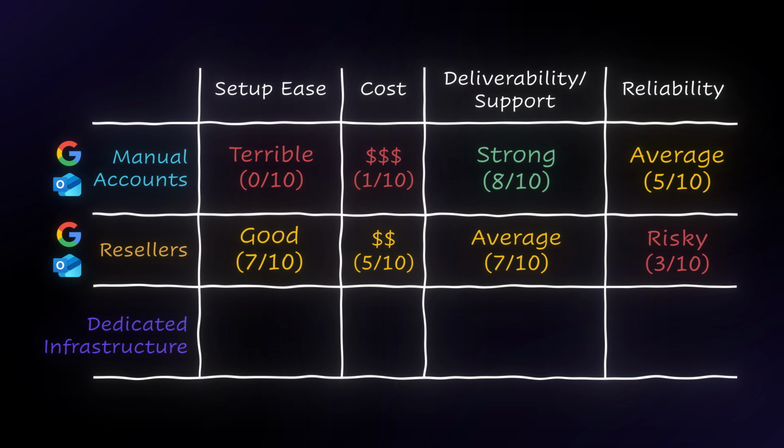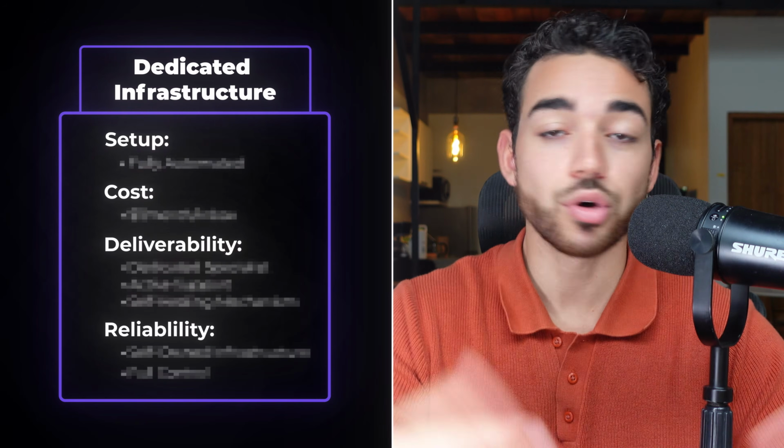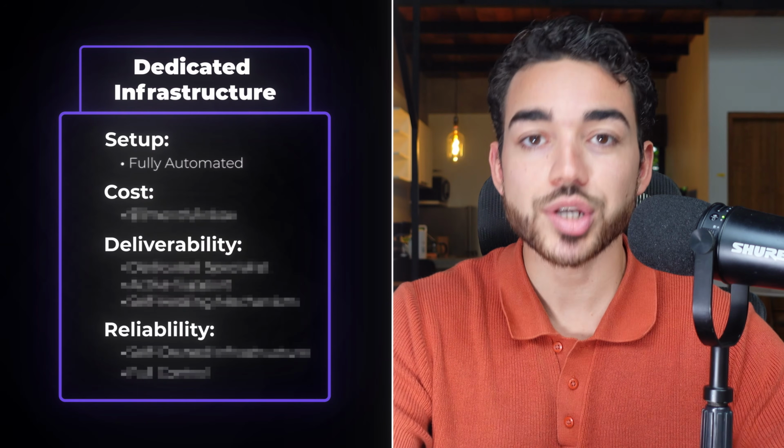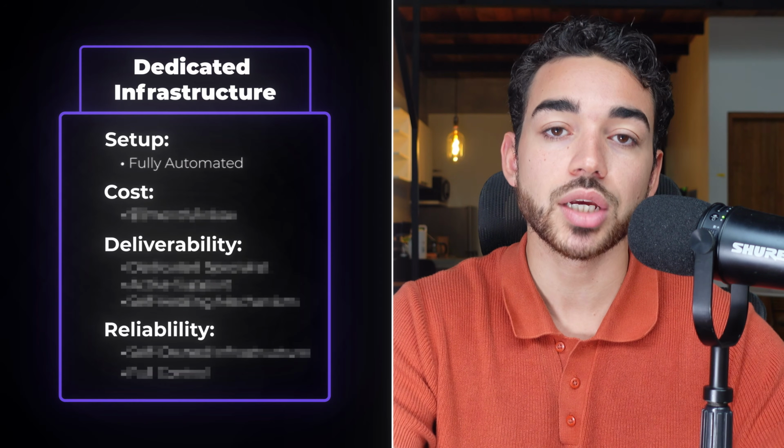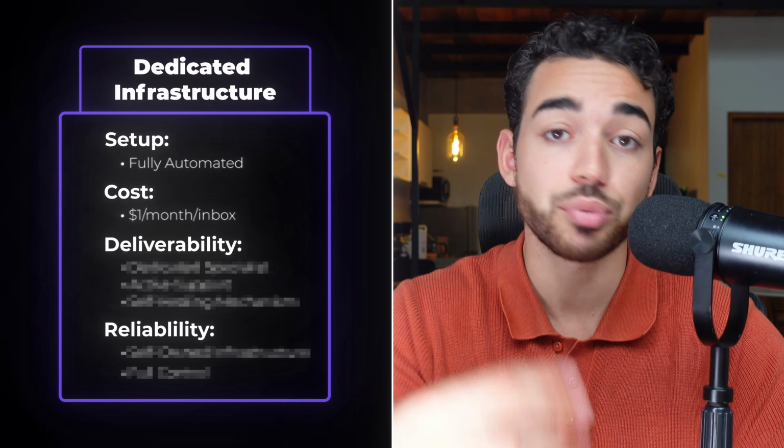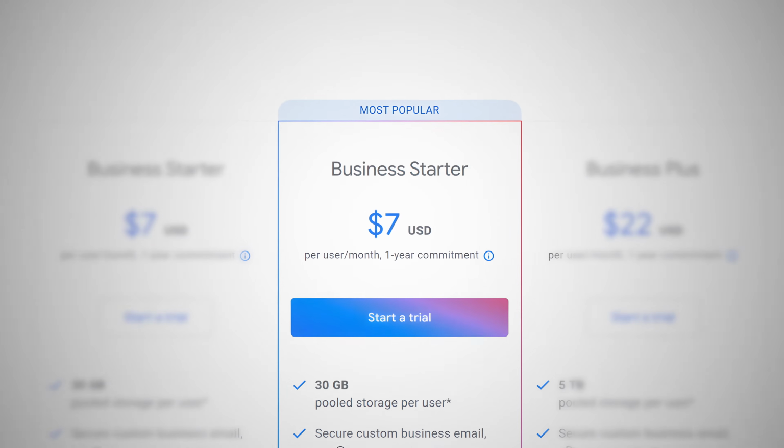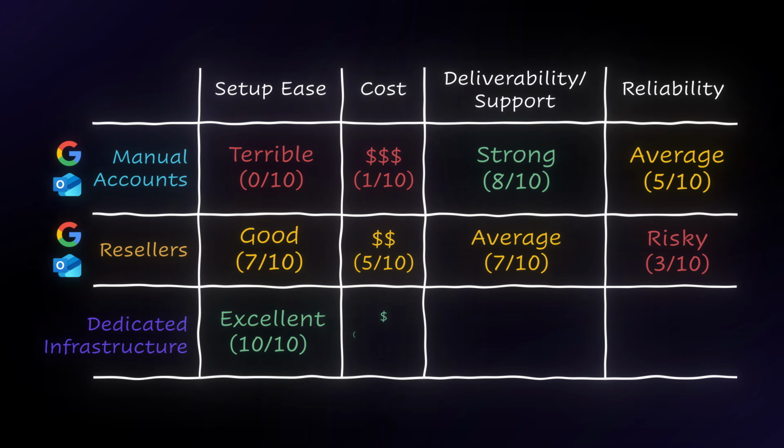So setup wise, I'd give most dedicated email infrastructure solutions a 10 out of 10 points because the whole process is automated. Cost-wise, you'll also find the most affordable options here and pay as low as $1 a month per inbox with us, for example, instead of $7 a month with Google or Microsoft. So I'd give it a 10 out of 10 here too for the pricing.